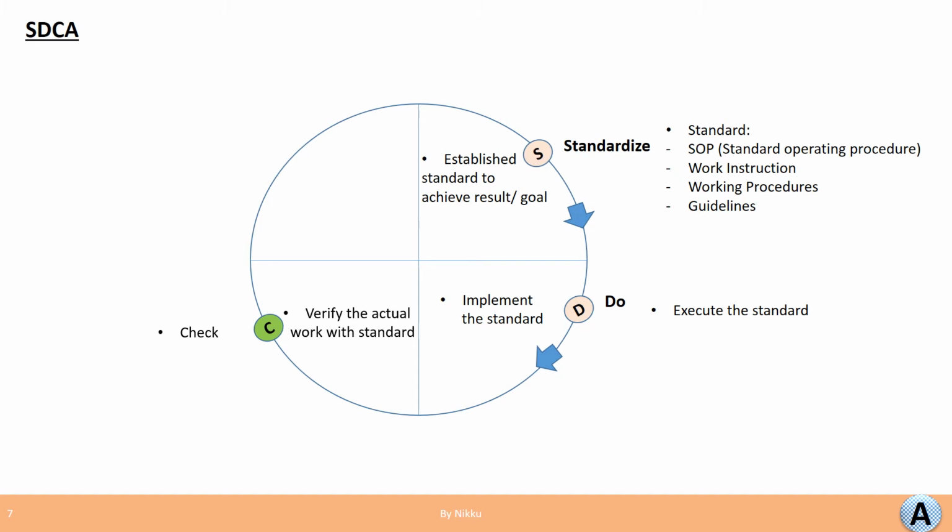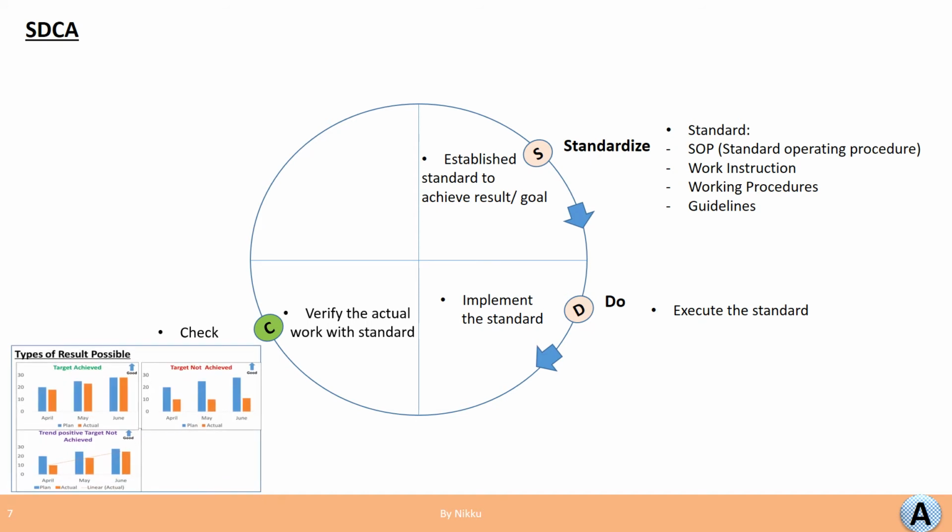We all know there are three types of results possible. First, target achieved: by following and implementing that standard, we have achieved our aim. Second, target not achieved, no improvement, trend is the same. And third, target not achieved but the trend is positive. So what to do in all these three types of cases?